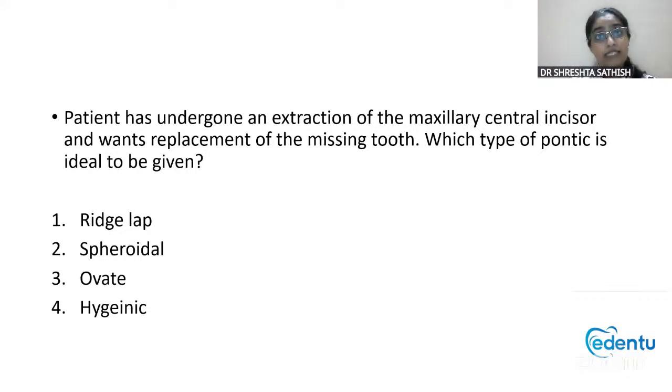The same type of question can be asked in a different way. That is, a patient has undergone an extraction of the maxillary central incisor and wants to replace the missing tooth. Which type of pontic is ideal to give? In this case, because it is a freshly extracted maxillary central incisor, it is always better that you choose an ovate pontic.